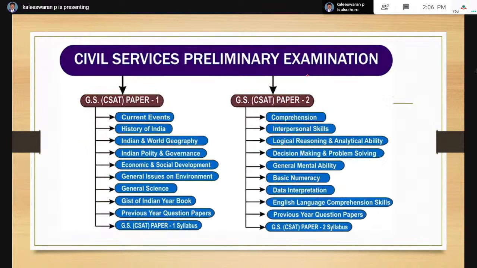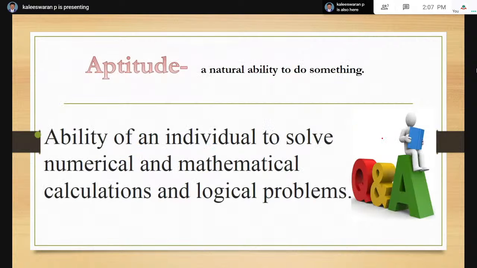This is the UPSC civil service preliminary exam pattern. In the preliminary, there are two papers, and the second paper is CSAT. CSAT means Civil Service Aptitude Test. In the civil service also, you need to clear an aptitude test. I hope all of you understood the importance of aptitude for your career.